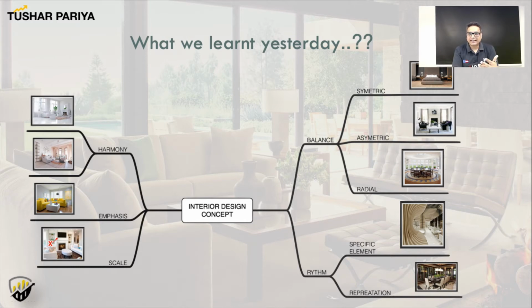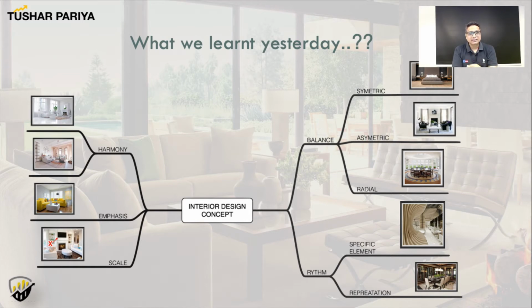Rhythm is the second, wherein you have a specific element which takes your eye from one point to another, and the repetition is like, in the image you can see the frames which are repeated from left to right and even in the ceiling. Then we have harmony, which is single tone interiors, and the next is emphasis, wherein you can put a form or colors to emphasize one particular object and make it a focal point.